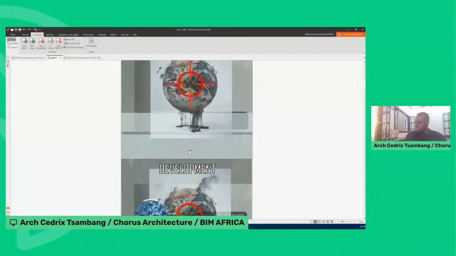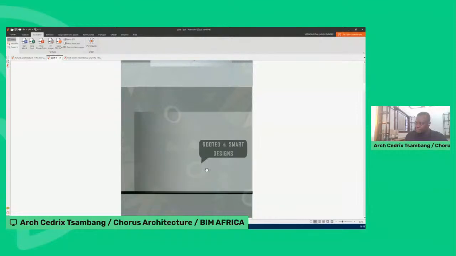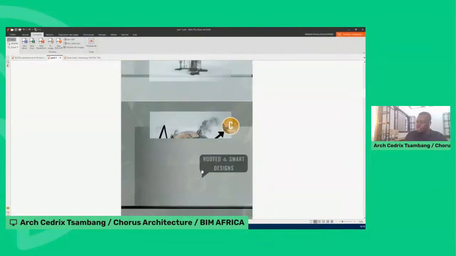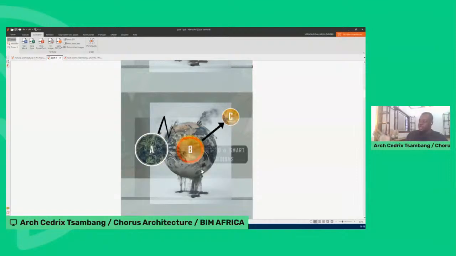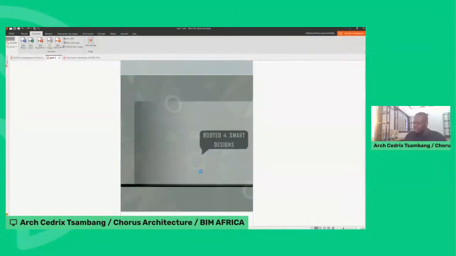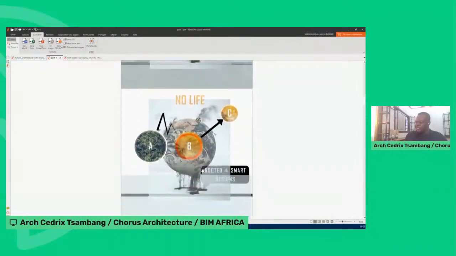So there are many scenarios. The first one is, if we continue the development as we are doing, we'll destroy everything. That's for sure. That's the scenario we're heading to now. Without changing anything, we destroy everything, and that scenario we call no life.